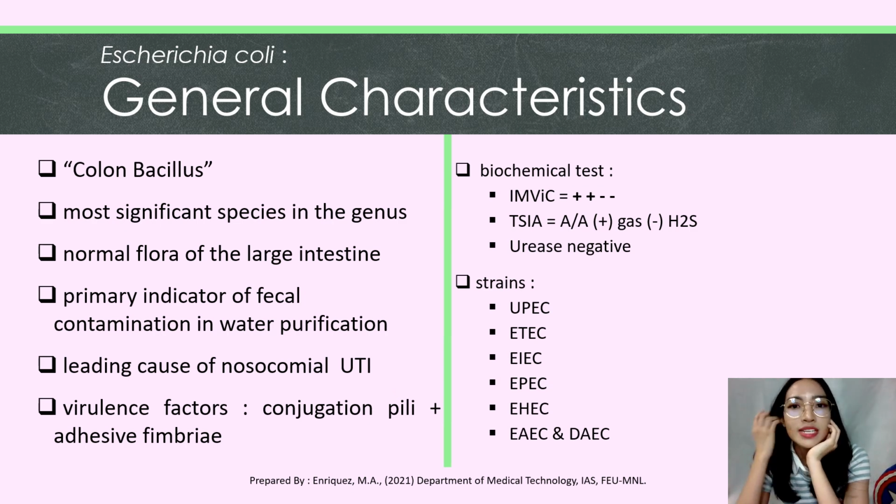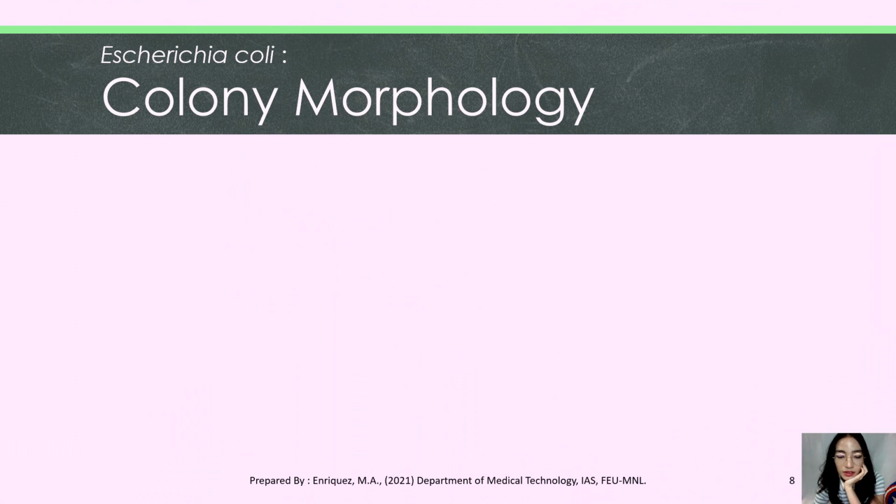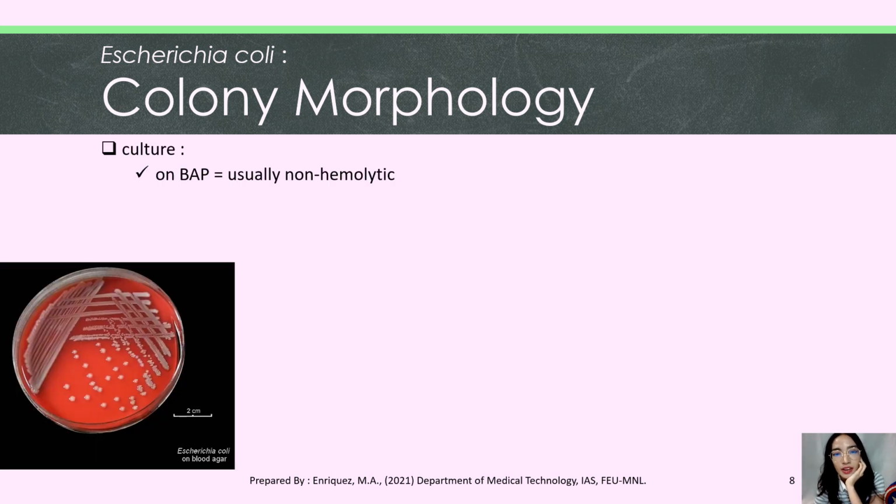Okay, so after we take a look at the colony morphologies of Escherichia coli on different culture media, isa-isayin din po natin tong mga strains na to. Okay, so on blood agar plates, most strains of Escherichia coli are non-hemolytic, and they look like this. Okay? So some strains have been described as beta hemolytic. Meron din daw pong mangilan-ngilan na strains ng E. coli that showed to be beta hemolytic.